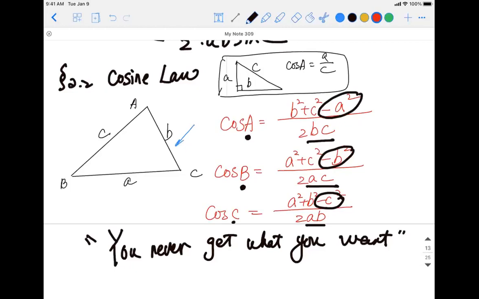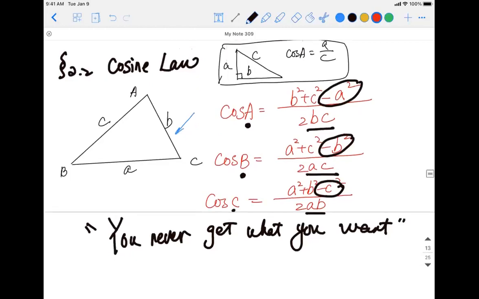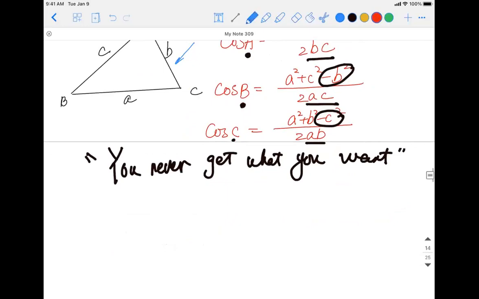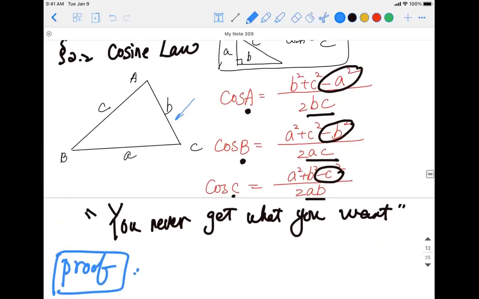Trust me, the cosine law is so important, and they like to test it from time to time. Every single year, they like to test the cosine law. Having a good understanding of the cosine law is extremely important for our AMC exam. And you know what? Proving the cosine law is not that easy. You have to use a lot of calculations to find out how to do this. You can Google the cosine law proving process and you'll be able to see how you can prove it.